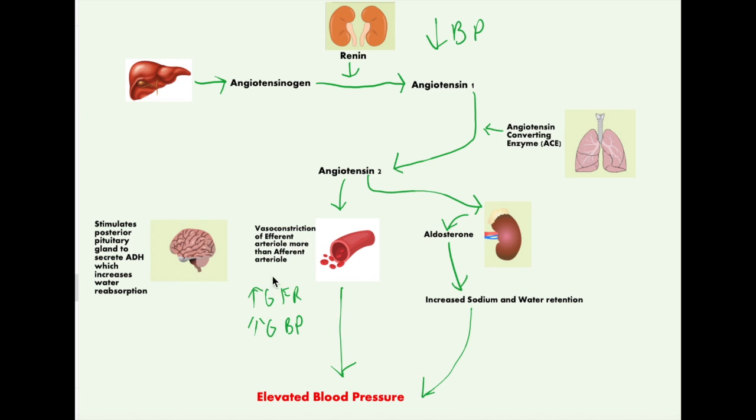Now, angiotensin 2 also has an impact on the brain, as it stimulates the posterior pituitary gland to secrete antidiuretic hormone, or ADH, which increases water absorption and overall elevates blood pressure. The whole purpose of the renin-angiotensin-aldosterone mechanism is to increase blood pressure when it's low.